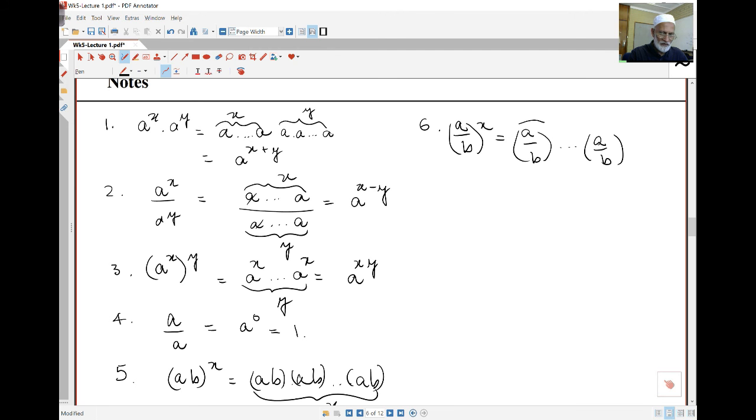Now I've got x of those. So clearly I can look at the top and the bottom separately, and I'm going to get x of the a's and x of the b's.